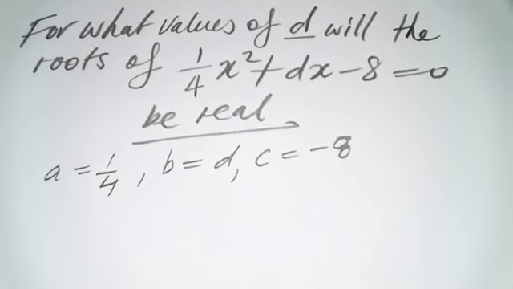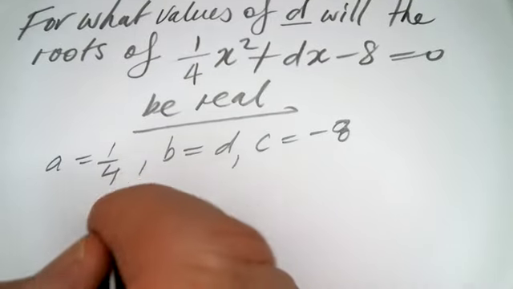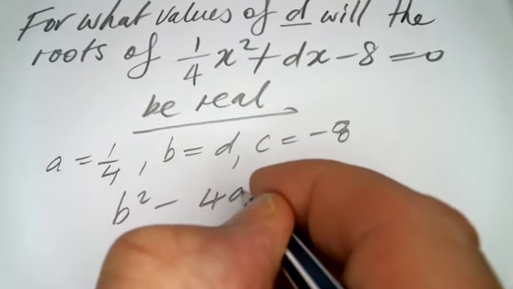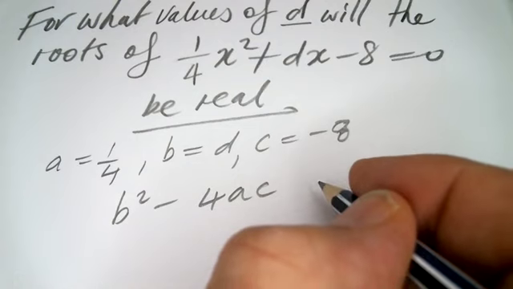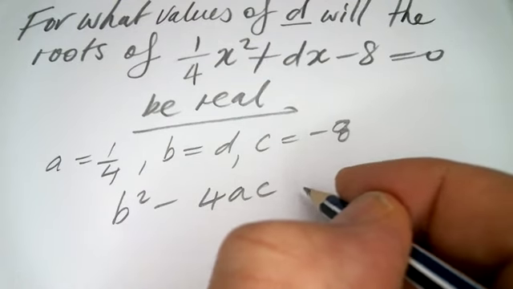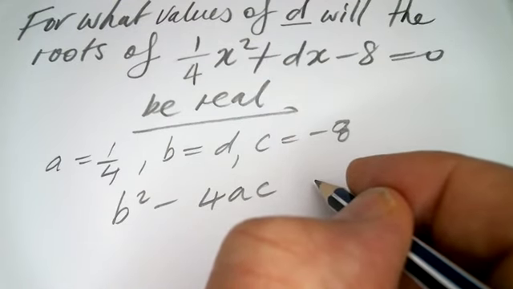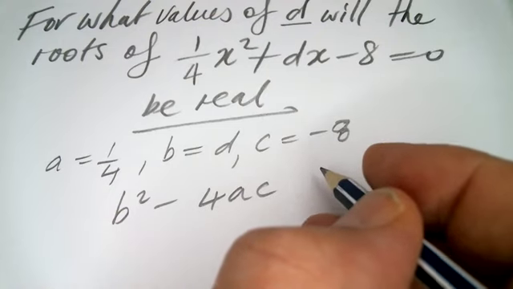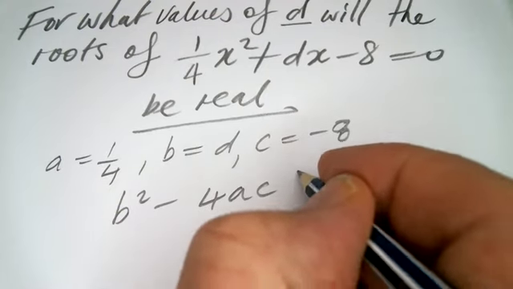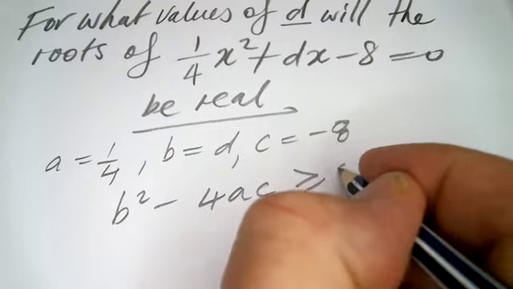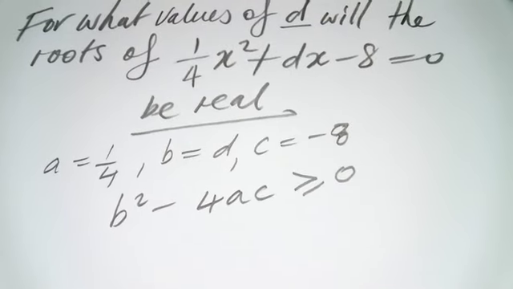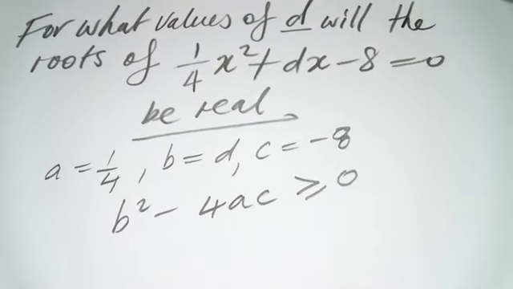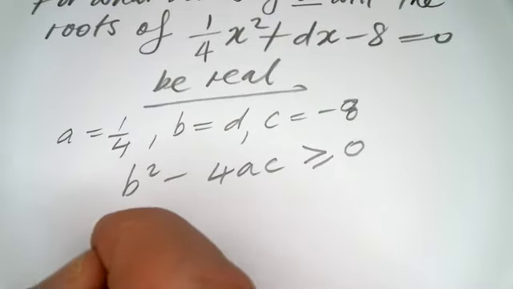All right, so let's have a look. So we've got b squared minus 4ac. Now, if the roots are going to be real, they're either going to be equal to 0, as in they're going to be 0, or they're going to be greater than 0. So I'm going to say equal or greater than 0. So this is a nice simple one. Let's throw in b squared. Well, b squared becomes d.